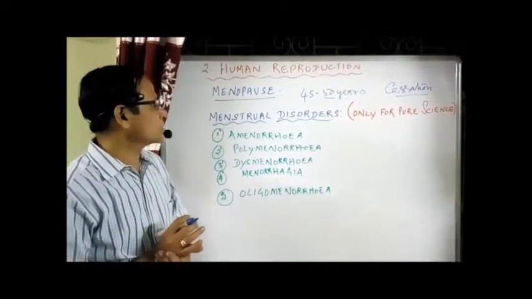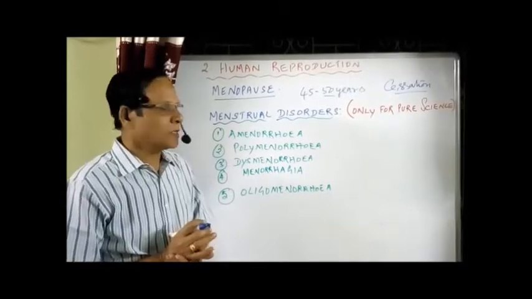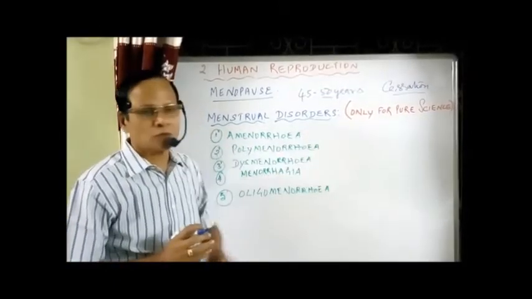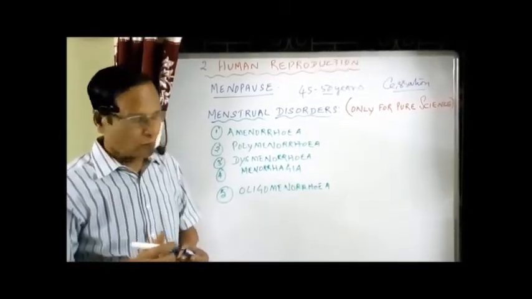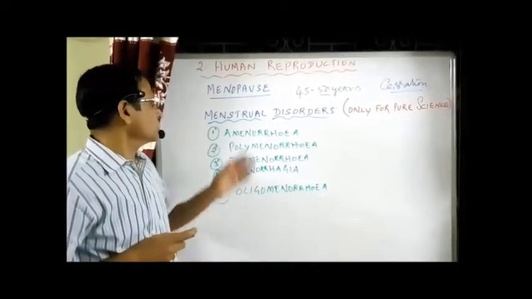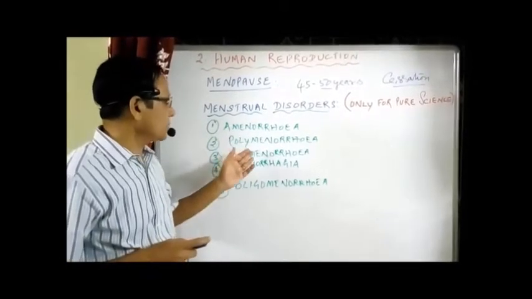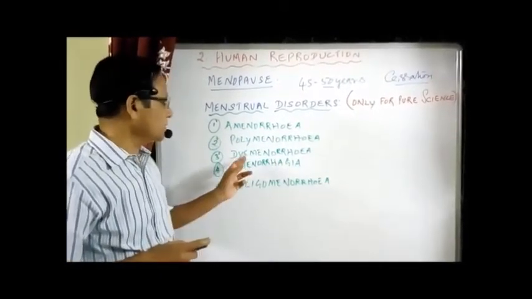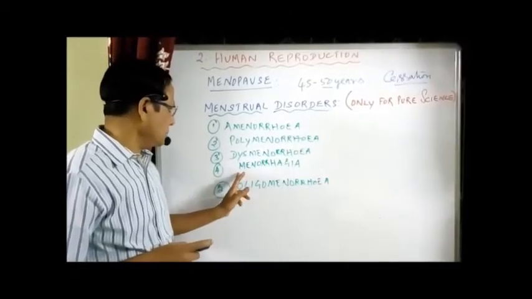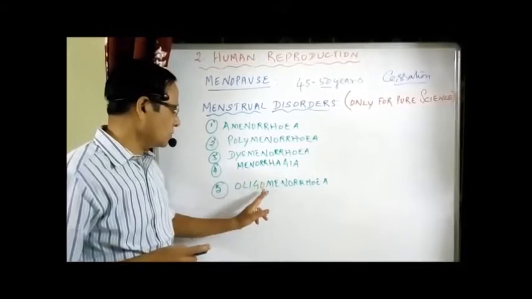Now the next one, the menstrual disorders, the disorders associated with the menstrual cycle. Number 1, amenorrhea. Number 2, polymenorrhea. Number 3, dysmenorrhea. Number 4, menorrhagia. And number 5, oligomenorrhea.